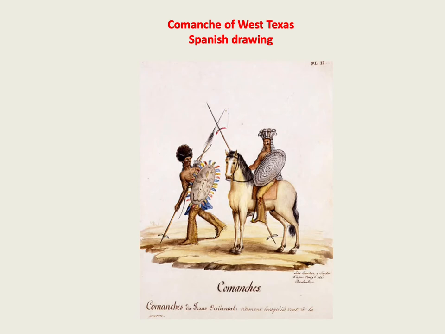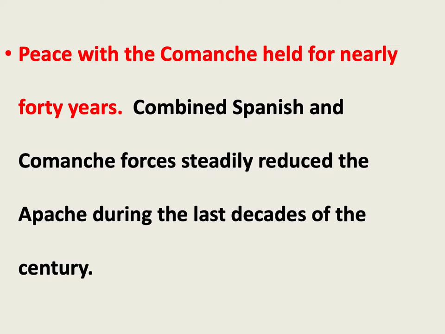Now, this is a Spanish drawing of Comanches before they got firearms, and you can see the horsemen. As I mentioned in the previous lecture, the Comanches were real experts with horses, particularly fighting from the horses. During this 40-year period when the peace treaty with the Comanches was working, the Spanish joined with the Comanche warriors to fight against the Apaches.